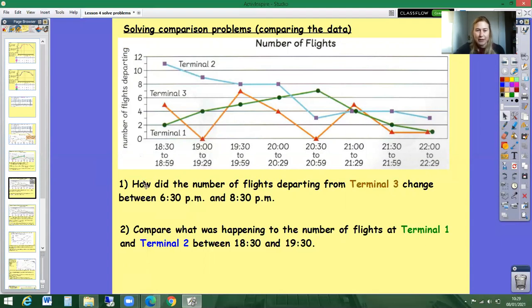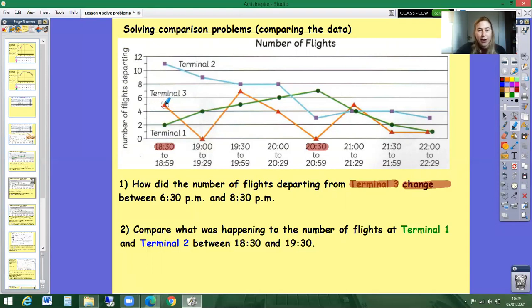Okay, so question 1 says, how did the number of flights departing from Terminal 3 change between 6:30 p.m. and 8:30 p.m? So we're comparing what was happening with the flights between these times, this time duration. So I can find the 6:30 and I can find the 8:30 as well, which is here. So we're looking at the number of flights departing from Terminal 3 and how they changed during those times.